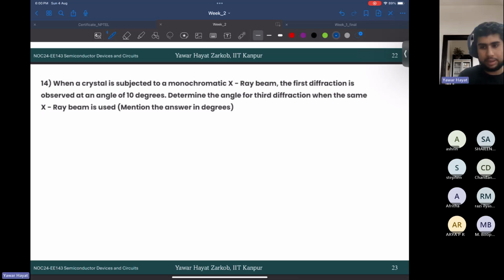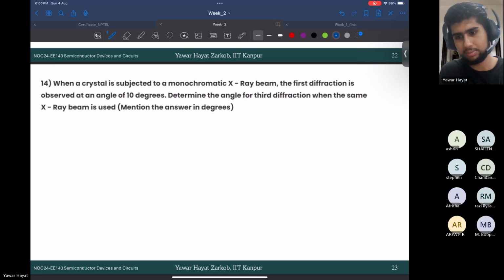So now let's see what question 14 says. When a crystal is subjected to a monochromatic X-ray beam, the first diffraction is observed at an angle of 10 degrees. You need to determine the angle for the third diffraction when the same X-ray beam is used. You need to mention the answer in degrees. Please attempt it. This is today's last question. Let's at least make an intention of attempting it.